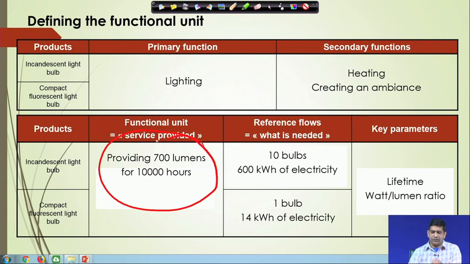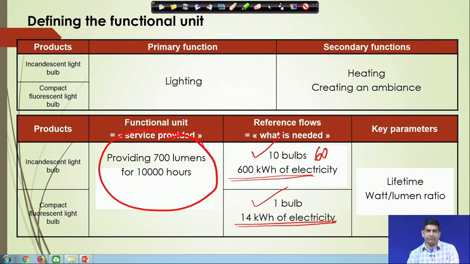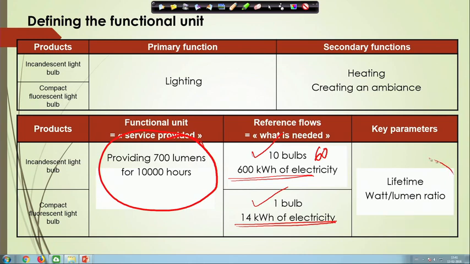You can decide what functional unit you want to choose. But taking 700 lumens for 10,000 hours gives me very nice 10 bulbs and 1 bulb, where 10 bulbs each of 60 watts becomes 600 kilowatt hours of electricity, and 1 bulb of 14 kilowatt hours of electricity gives the same light. So, that is why it comes out to be much more environmentally friendly, and then you can look at the lifetime watt per lumen ratio. That is just to compare.